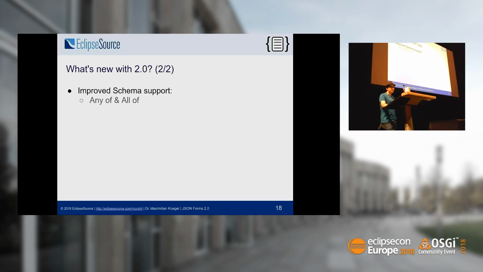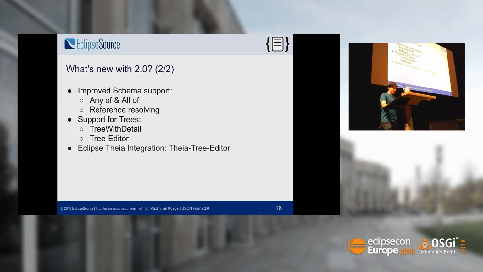What's also new is we have added more stuff from the JSON schema to support. So now we are more complete with regard to the JSON schema. If you're familiar with JSON schema, we can now handle anyOf and allOf, and we can resolve references. And we have worked a lot on tree support as well. So we have a tree with detail component that allows you to render a tree with a detail that then is a form again. And we even have a tree editor component, which is a full tree-based editor, which is useful if you build modeling tools. And since we build modeling tools, we also have an integration of that tree editor into Theia.